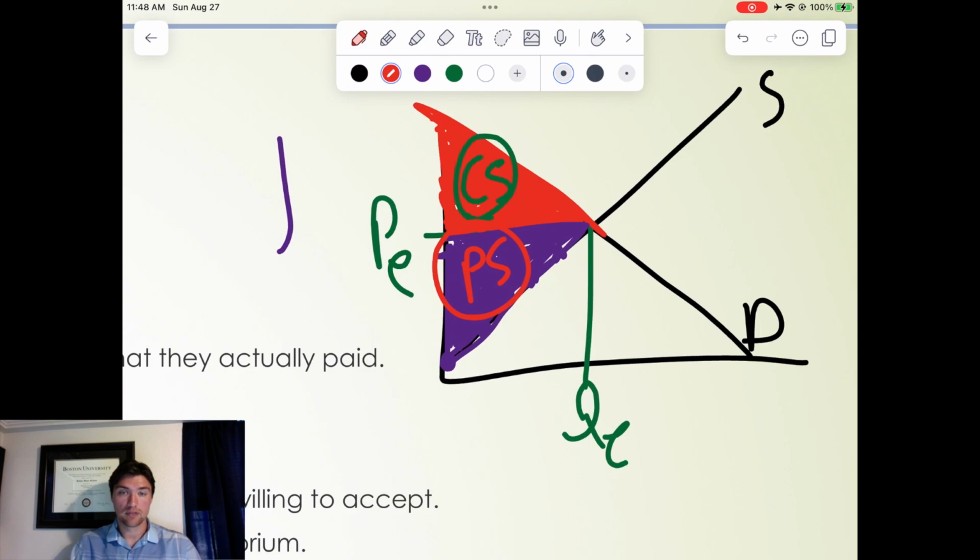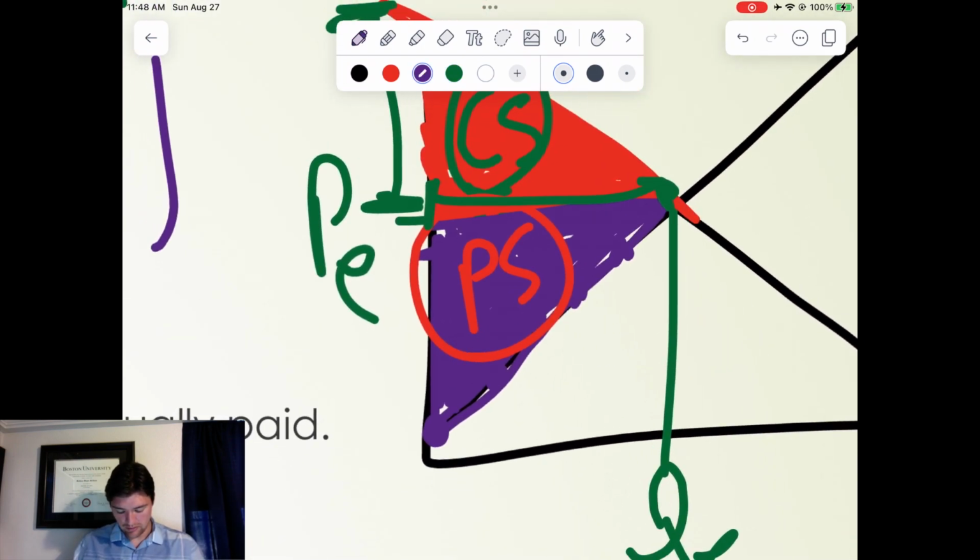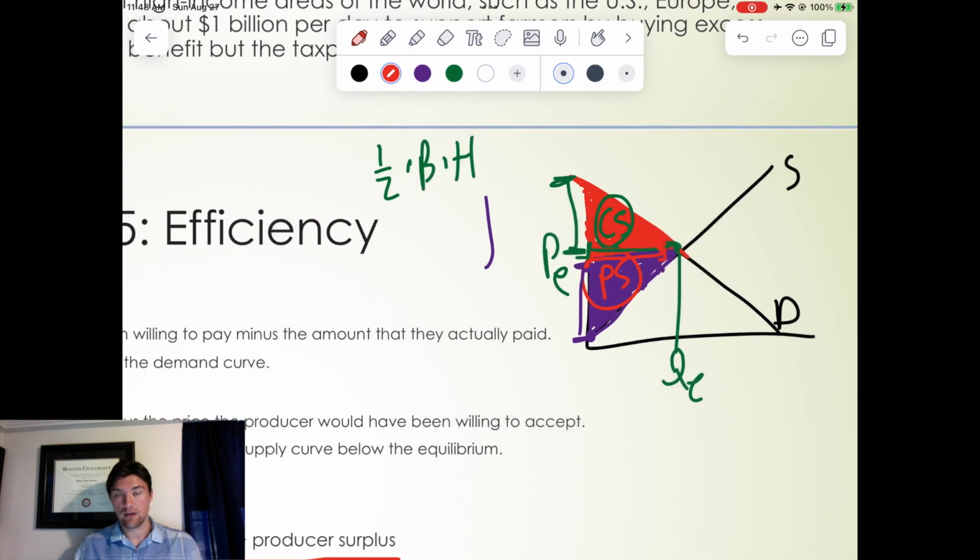If I were to ask you to calculate consumer surplus, what shape is that? A triangle. So right here, we would ask, what's the height of that triangle and what's the base of that triangle? And then all we would do is the area of a triangle, which is 1/2 base times the height. And the same thing with producer surplus. We would start at this height here and go over the width, calculate the area of a triangle, find the producer surplus, and then we can add them together to find the total surplus.